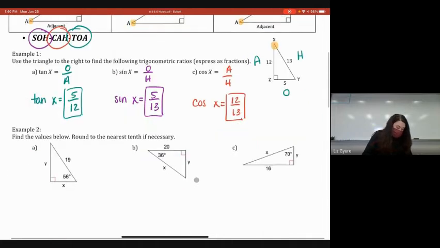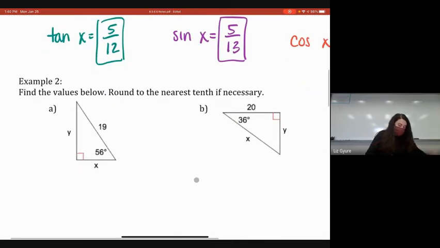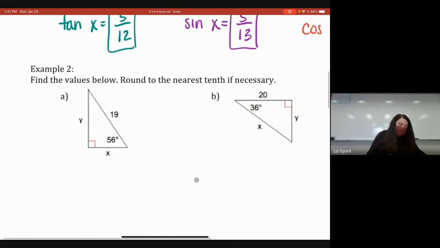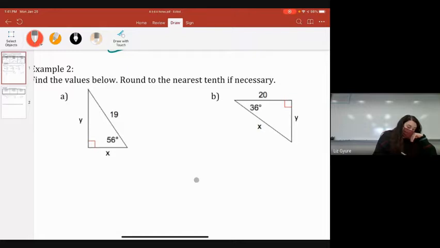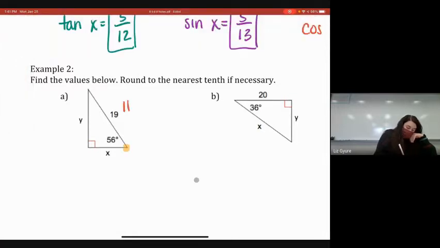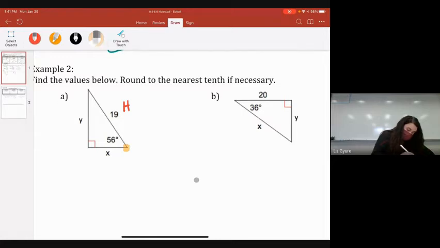Now, we're actually going to apply them to find some measurements. In part A here, you are given a right triangle with an angle measurement of 56. We know the hypotenuse is 19. We do not know x or y. The first thing I like to do is see what we have. We know the hypotenuse. We don't know the opposite or the adjacent. Oh no, I reversed that. I just put those in the opposite spots.